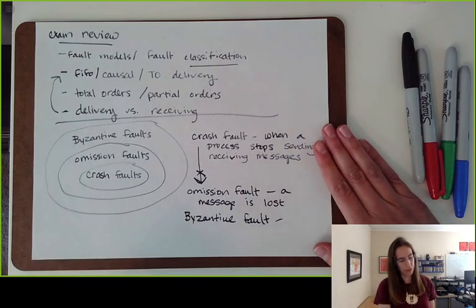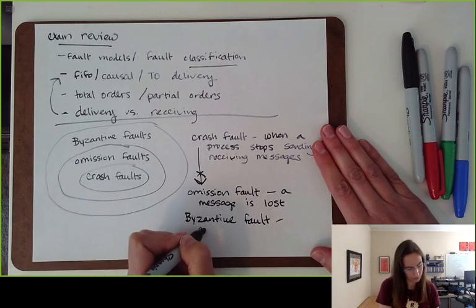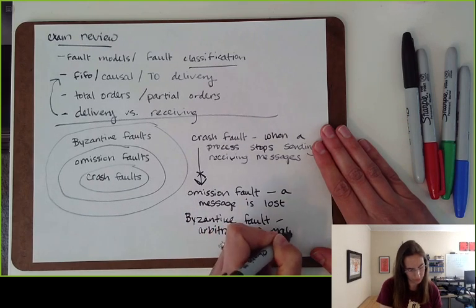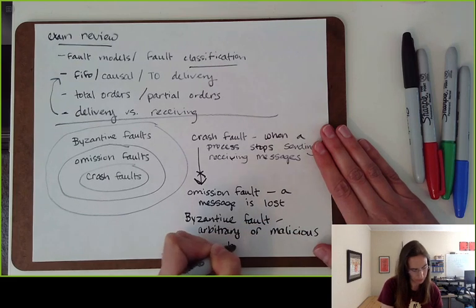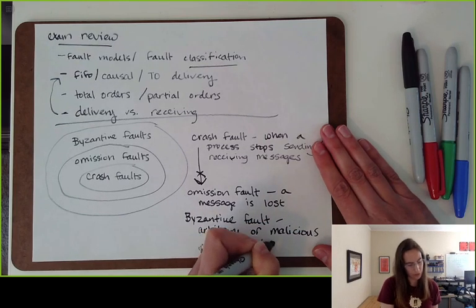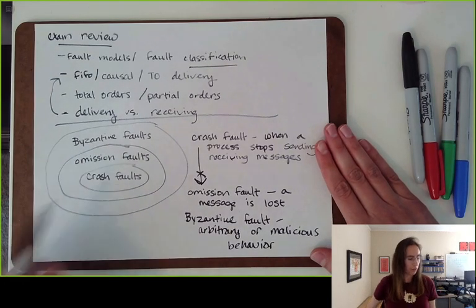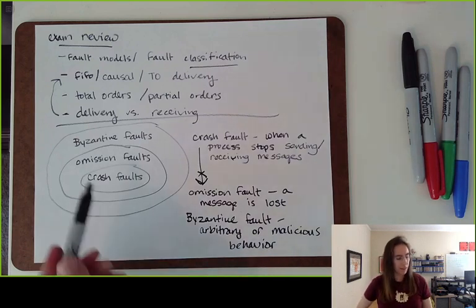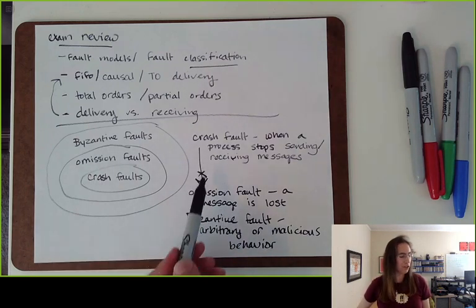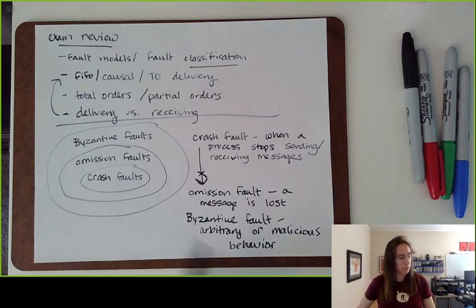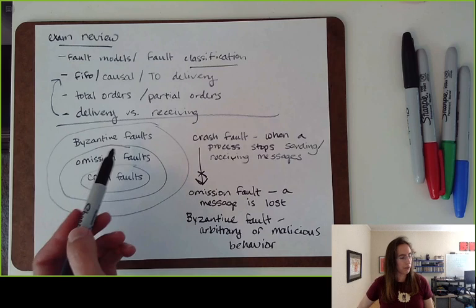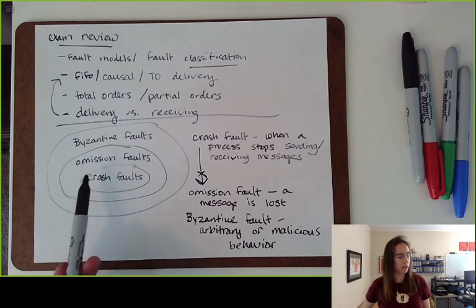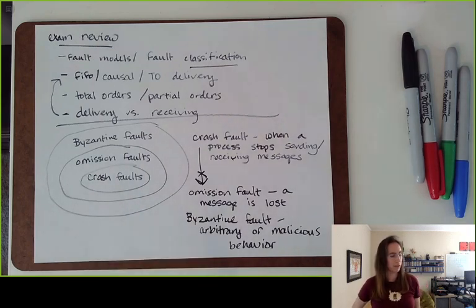This is when a process behaves in an arbitrary or malicious way. And that's a superset of both of these, because a process that's behaving in an arbitrary or malicious way could be pretending to lose messages, right? Or could be pretending to have crashed. So Byzantine faults encompass all of these. If you're going to claim to tolerate Byzantine faults, then you're also going to be obligated to tolerate omission faults, which means you're going to be obligated to tolerate crash faults.